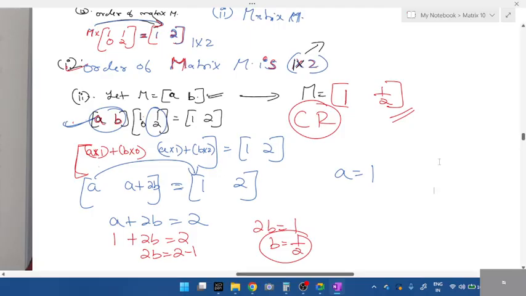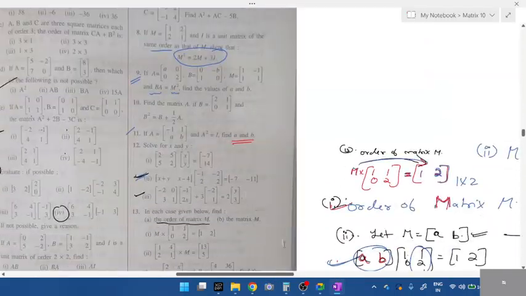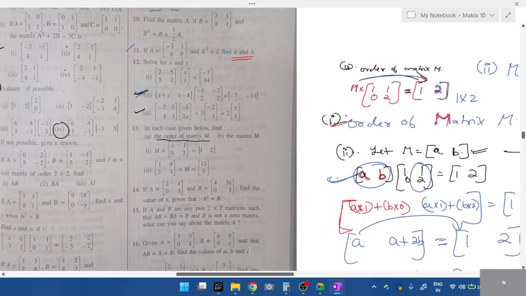And whoever has textbook, can you just check the answer, students? This is the last exercise, 9C 13th one. Just check 9C 13th one.